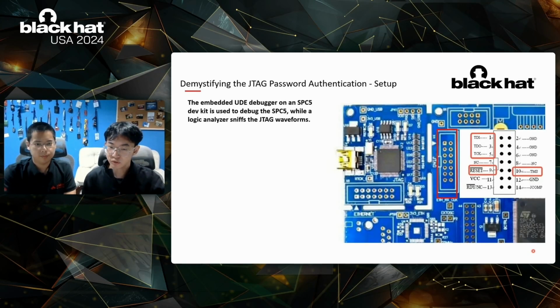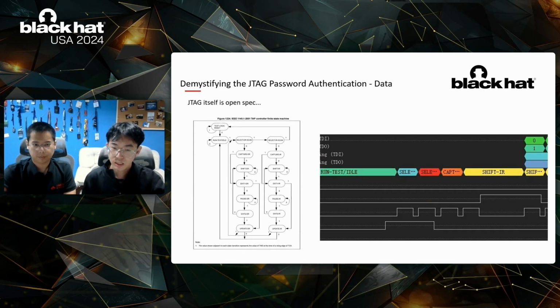Now we attempt to analyze the entire JTAG authentication process. We identified the JTAG connector and sniffed the 5 signals: TDI, TDO, TMS, TCK, and reset, using a logic analyzer while the official tool is connecting with the MCU. But before we begin the analysis, we need to introduce the JTAG 1149.1 protocol. As stated earlier, the state machine is open spec.